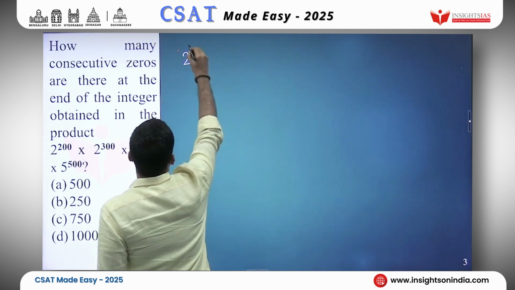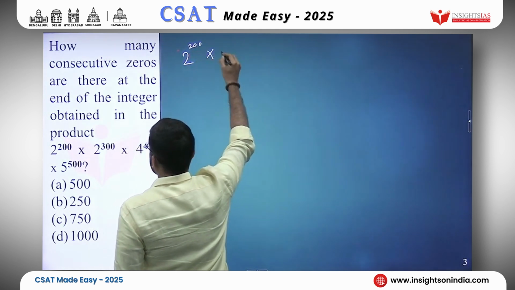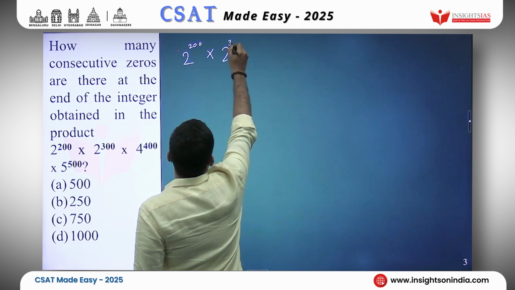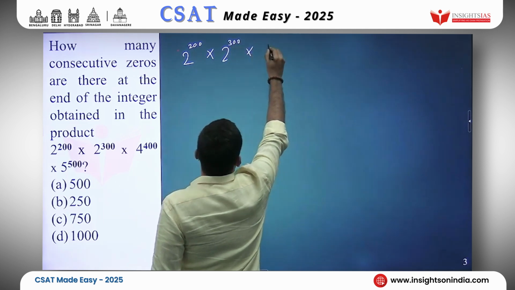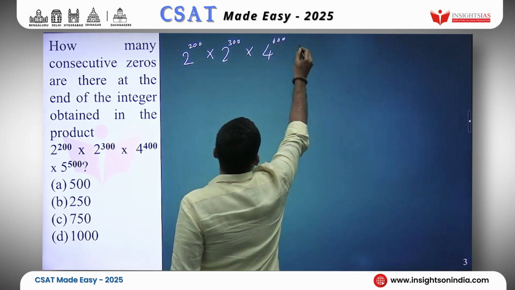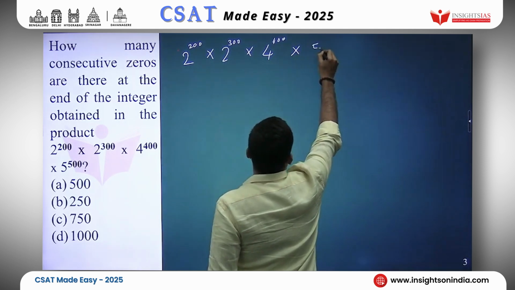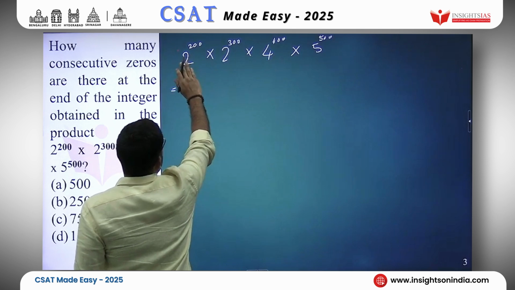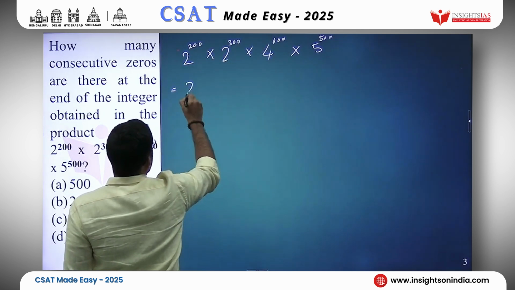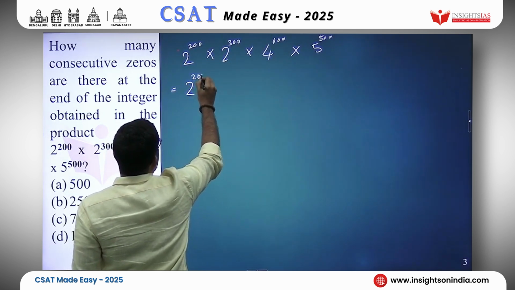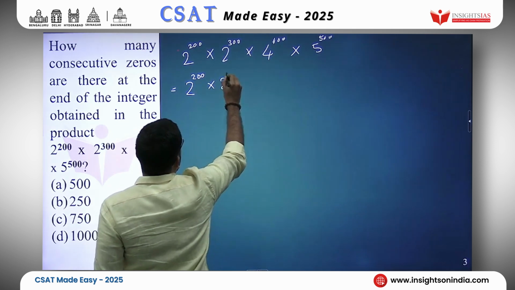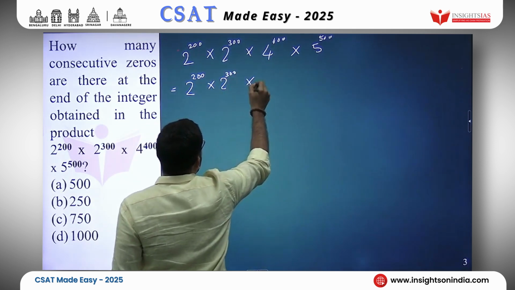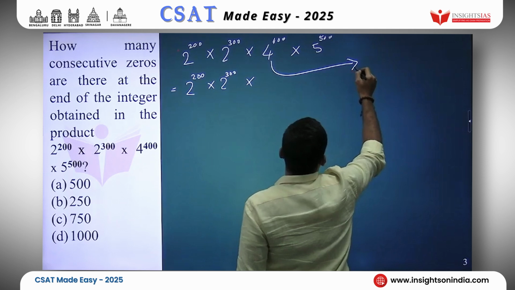2 to the power of 200 into 3 to the power of 300 into 4 to the power of 400 into 5 to the power of 500. Now these two, they are already in the form of what? Prime. These two are already prime factors. That is no worry. However, look at 4.